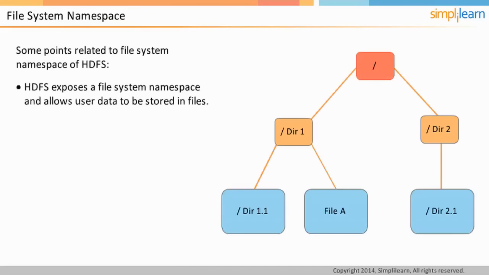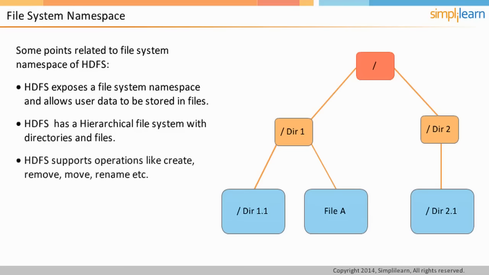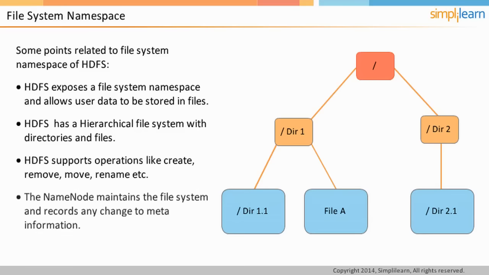HDFS exposes a file system namespace and allows user data to be stored in files. HDFS has a hierarchical file system with directories and files. It supports operations like create, remove, move, rename, etc. The name node maintains the file system and records any change to meta information. In the next screen, we will understand name node operation.